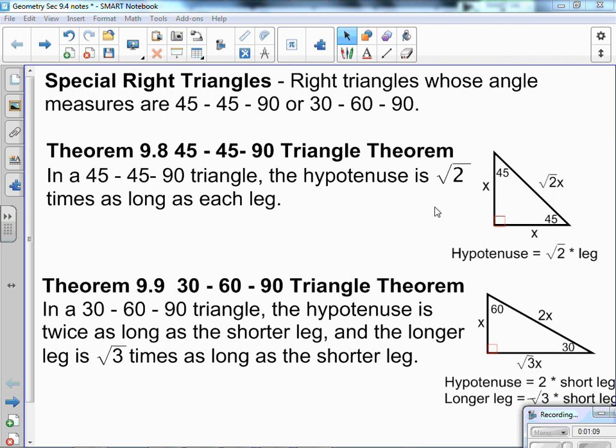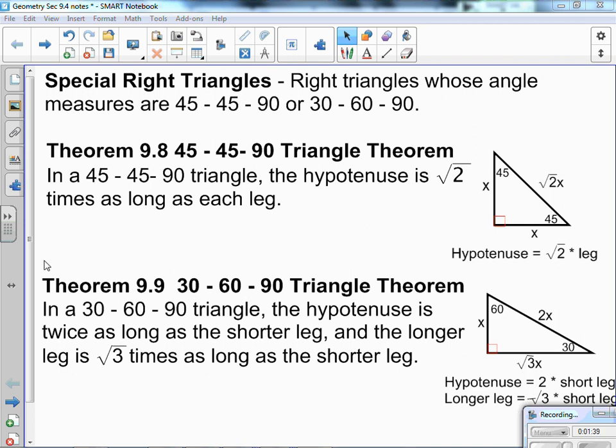So if we look here, we've got a 45-45-90 right triangle, which would also be an isosceles right triangle. So the two legs are going to be the same length, so they're both x values, or whatever number we have there. And then to get the hypotenuse from the length of the legs, we just multiply the length of the leg by the square root of 2.